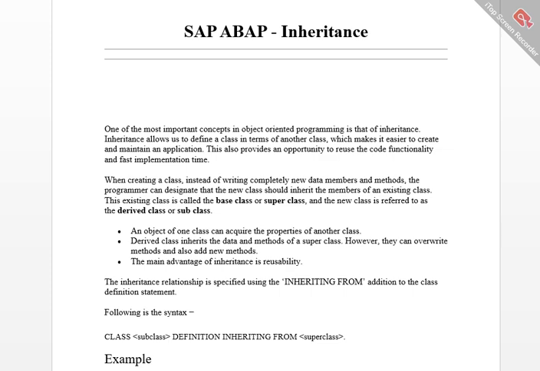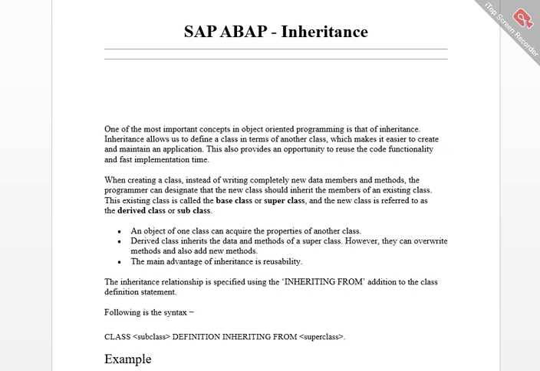This existing class is called the base class or superclass, and the new class is referred to as the derived class or subclass. An object of one class can acquire the properties of another class. A derived class inherits the data and methods of a superclass. However, they can overwrite methods and also add new methods. The main advantage of inheritance is reusability.